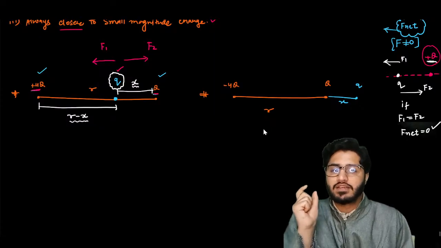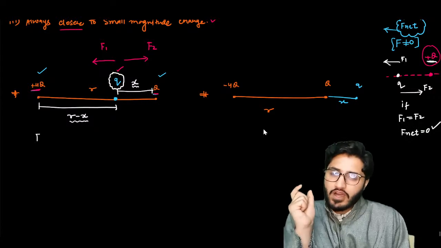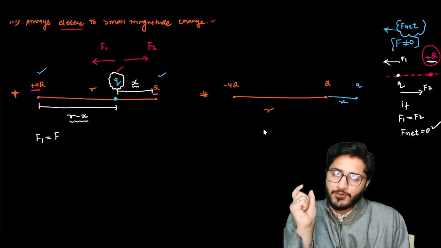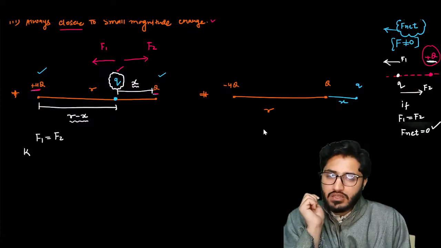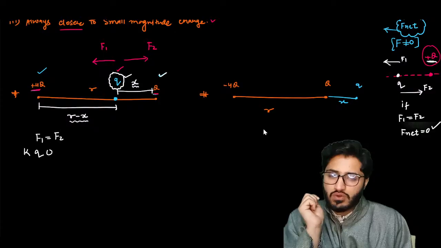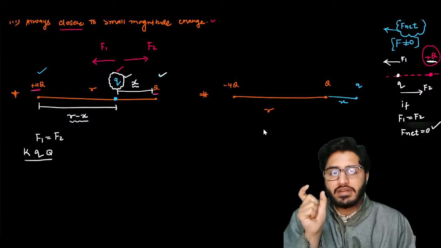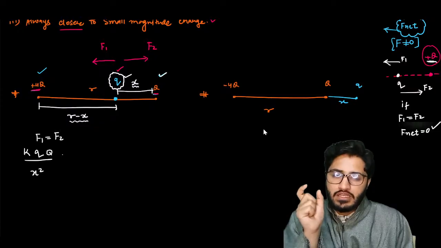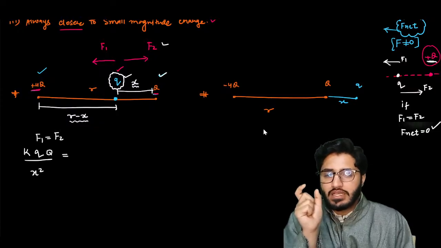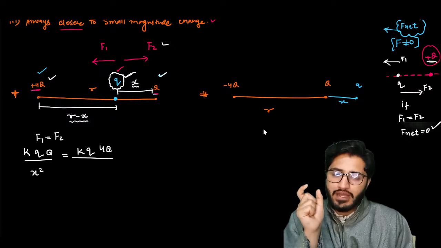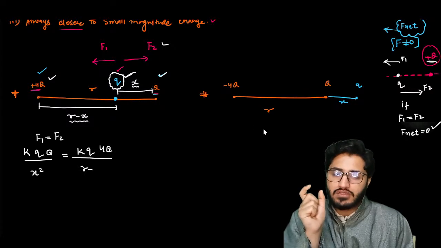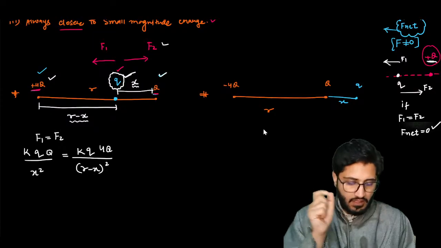Or I can write, my F1 should be equal to F2. By Coulomb's law, F1 is equal to K, Q1 is Q, Q2 is Q, whole divided by the distance between them, it is X, so X square. What is F2? F2 is K, Q, and Q2 is 4Q, whole divided by the distance between them, that is R minus X whole square.